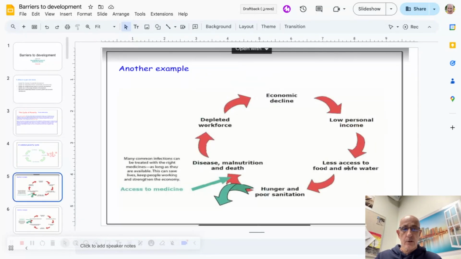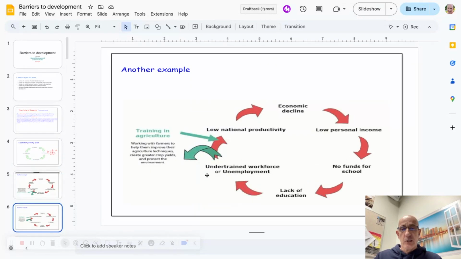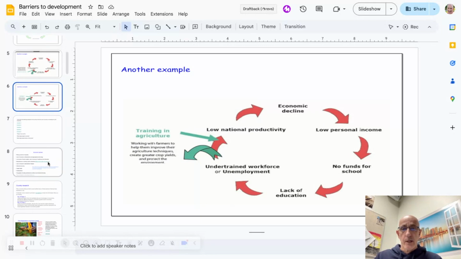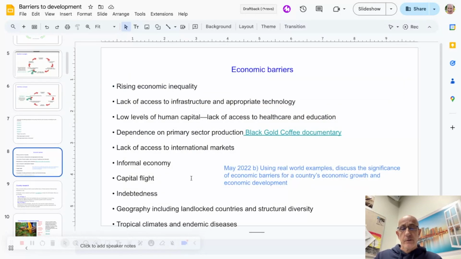Here's another one that's just got low access to food and safe water, bringing on hunger, malnutrition, depleted workforce, and again, economic decline. This one's about education and funding for schools. So you can use those, and you should use those where you can. Here's a list of the economic barriers. So this is one of our lists, and again, there's probably about 10 of them on here. You need to know all of them, know something about each, and probably your textbook is the best source material for many of these barriers.